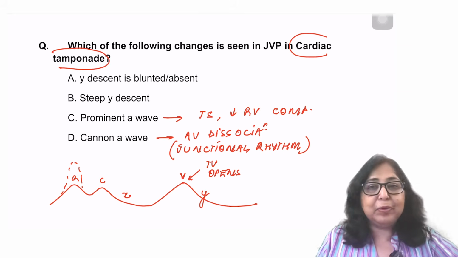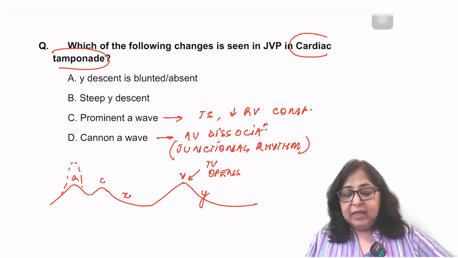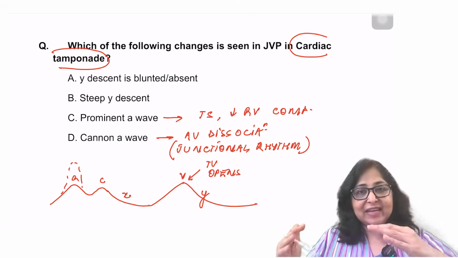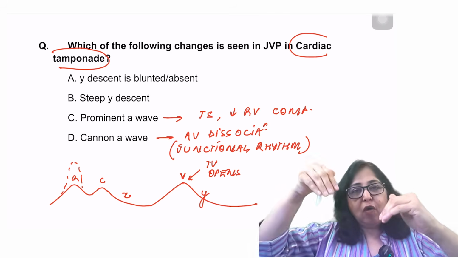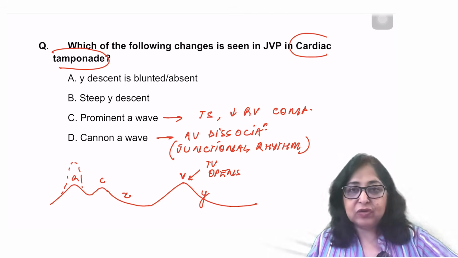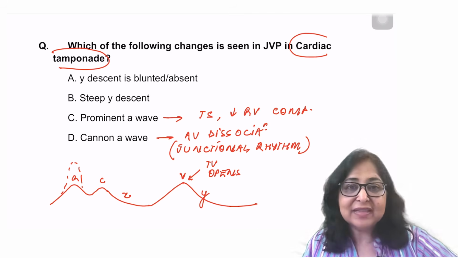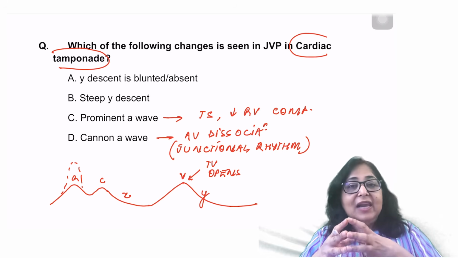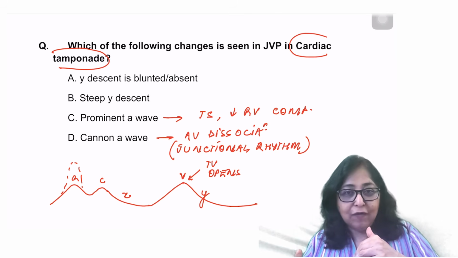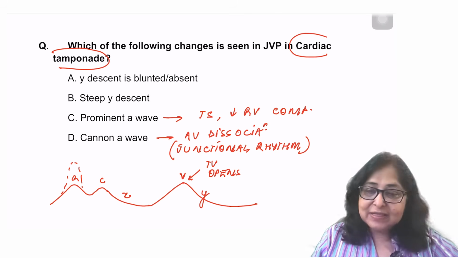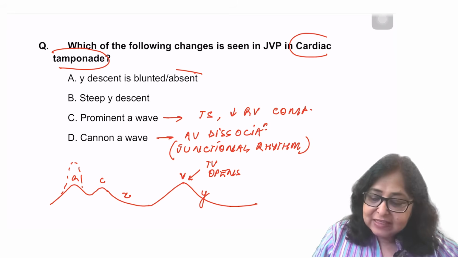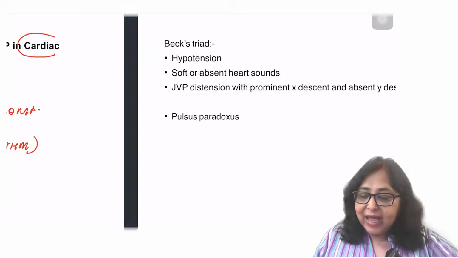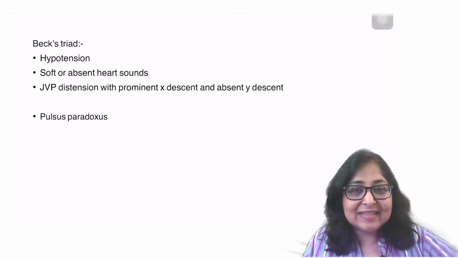Now, in cardiac tamponade, the Y descent. What is Y descent due to? Flow of blood from the right atrium into the right ventricle produces a negative wave, which is known as the Y descent. Now, because there is a cardiac tamponade, it does not allow a proper filling of the right atrium. So what happens is the Y descent is blunted or absent.